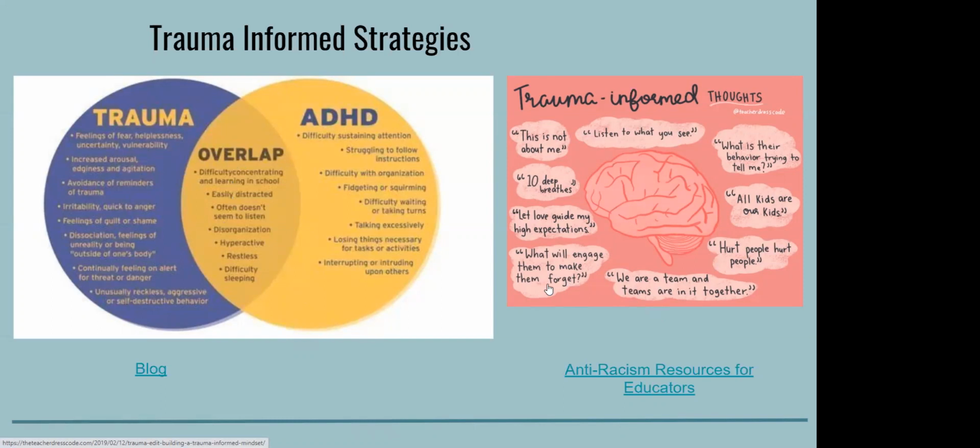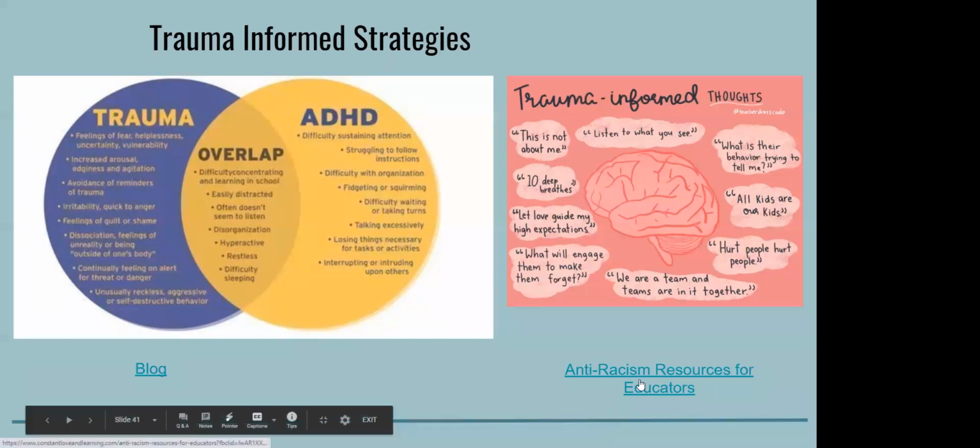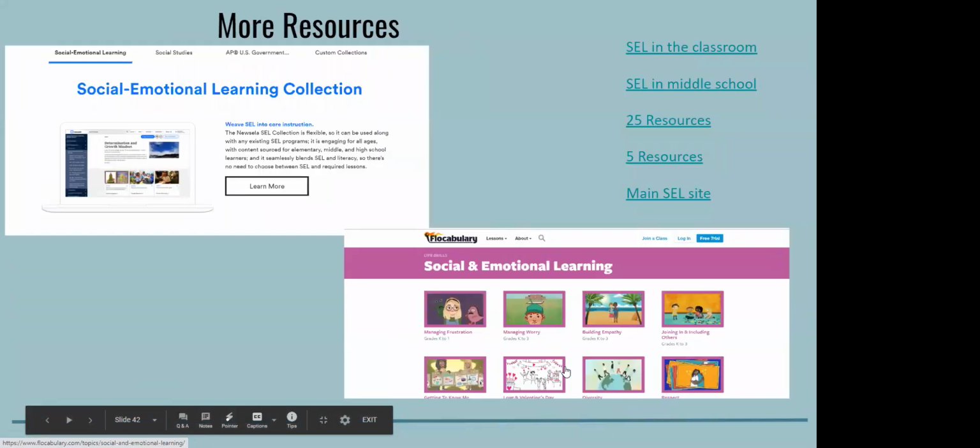10 deep breaths. This is not about me. Getting them to know what they can say to themselves when they start to get upset. This is a website that had some anti-racism resources for educators from a trauma-informed aspect as well. This is just some more resources. Vocabulary has tons of videos on social emotional learning.